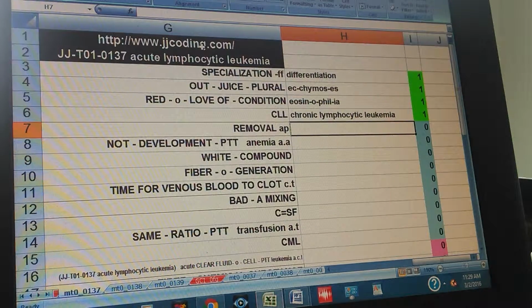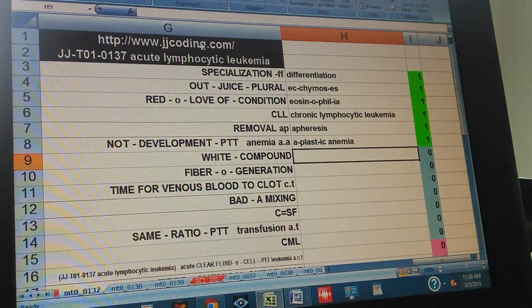This is the meaning of this medical term, and it is removal. It's a medical term that starts with AP. Apheresis. Not development, pertaining to, and then in lowercase, anemia. Aplastic anemia. White compound. Albumin. Fiber, O, generation. Fibrinogen.